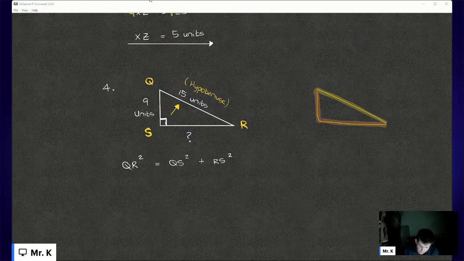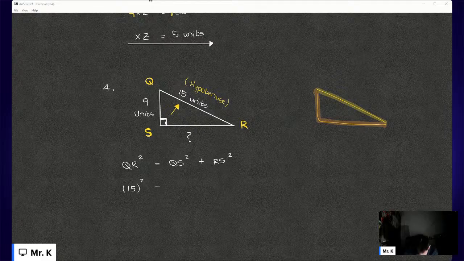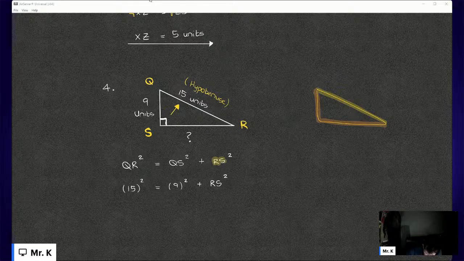Now, instead of going and rearranging this already at the beginning, we can automatically substitute. So QR squared is the hypotenuse, which has a length of 15 units. QS has a length of 9 units, and this is the height of the triangle. And finally, RS is what we want on its own. We're looking for RS squared. So if you want to highlight it or write it in a different color so that you can remember what you are solving for, that is completely fine.